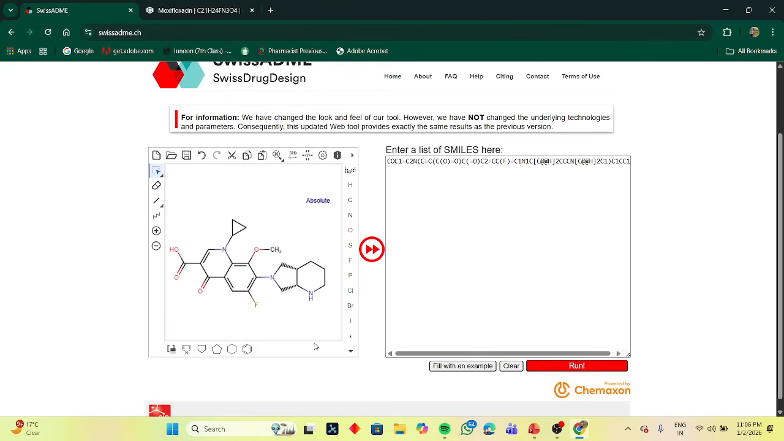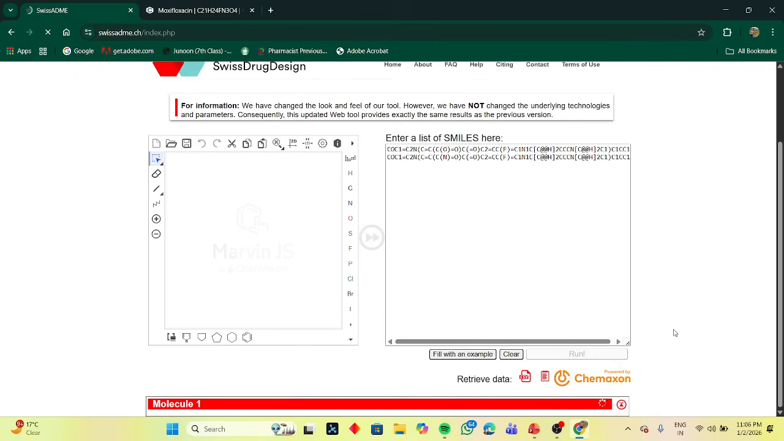As I am talking about ligand-based drug design, let's suppose we change the OH group into the NH2 group. The first one, don't get confused, is the moxifloxacin. In the second one, I have replaced the OH group with the NH2 group to find out what difference in results is shown between moxifloxacin and the NH2-substituted moxifloxacin. I press run, and it is running right now.